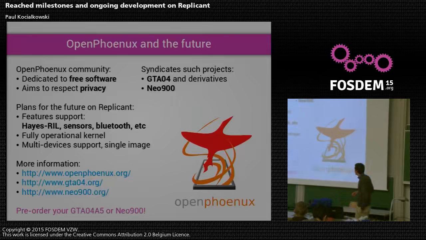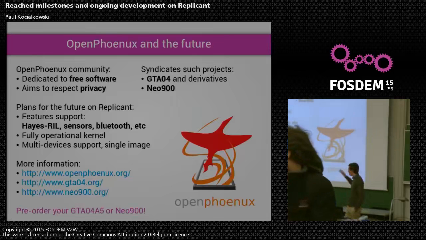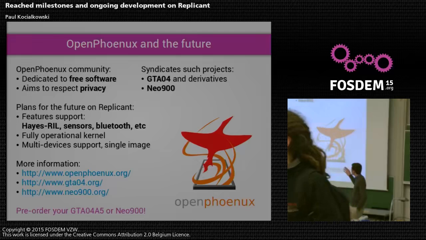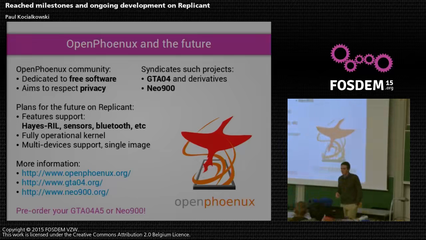So what about the future? There is a community called Open Phoenix, which is just a community really about the GTA 04 and other devices that are alike, like the Neo 900, which is an upcoming motherboard replacement for the N900 that was originally made by Nokia.